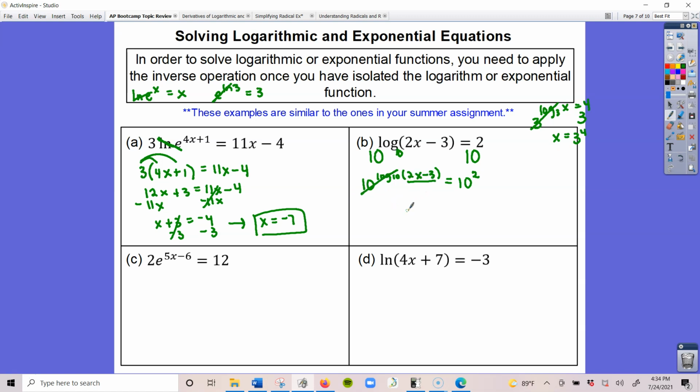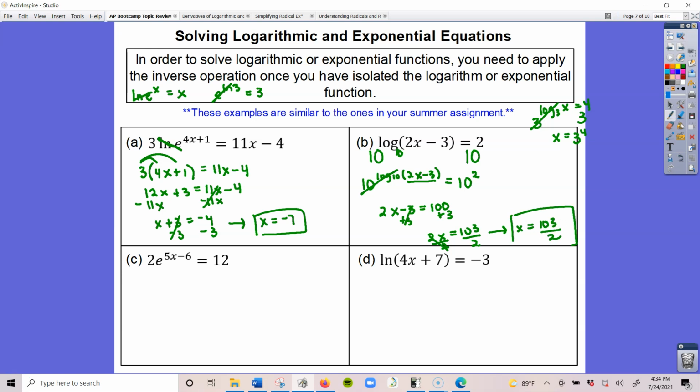This now moves down. It's no longer an exponent. This is 2x minus 3 is equal to 10 squared, which is 100. And now we solve. Add 3 to both sides. We get 2x is equal to 103, and then divide by 2. So x is equal to 103 over 2.